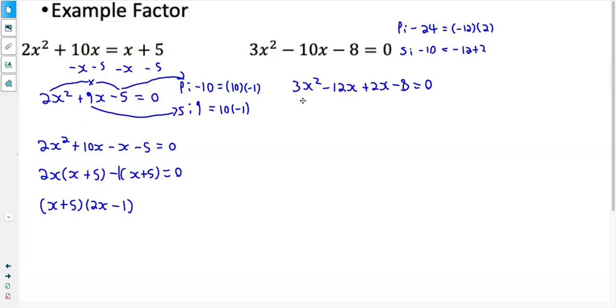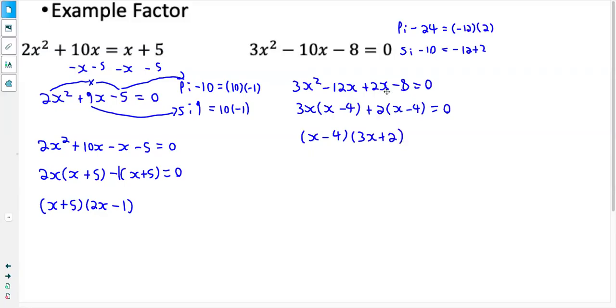So we'll look at our first two terms again. With these first two terms, we can factor out a 3x. So that gives us x minus 4. These second two terms, we can factor out a 2. So we've got plus 2 times x minus 4. So the brackets that repeat themselves are one of our factors, so x minus 4, while our other factor is 3x plus 2.